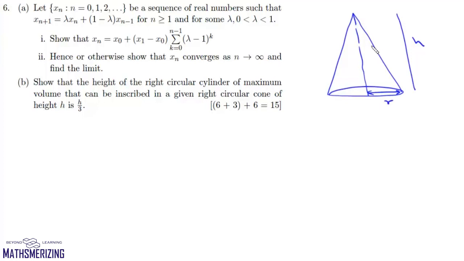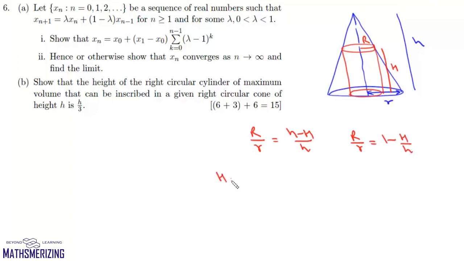Now we have inscribed a cylinder within this cone. Suppose this radius is capital R and this height is capital H, then we can write capital R upon small r will be equal to (small h minus capital H) upon small h. From here we can write R upon r equals 1 minus capital H upon h, or capital H is h into (1 minus capital R by small r).